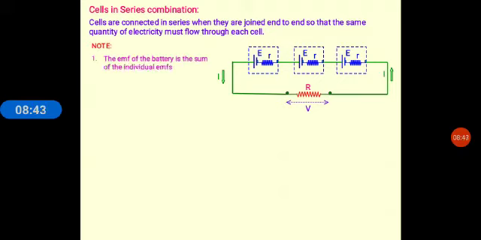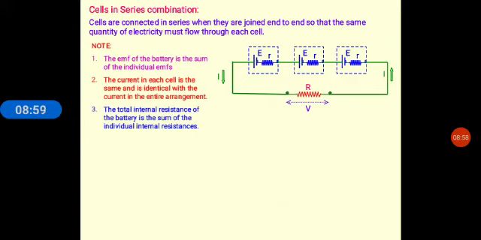In the series combination of cells, the EMF of the battery is the sum of the individual EMFs. The current in each cell is the same and it is identical with the current in the entire arrangement. In this case, the total internal resistance of the battery is the sum of the individual internal resistances.